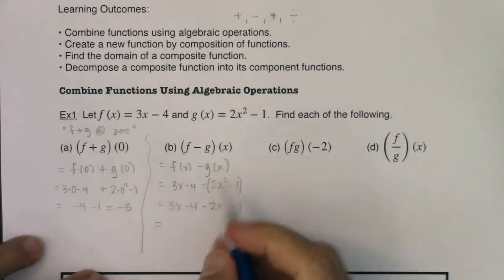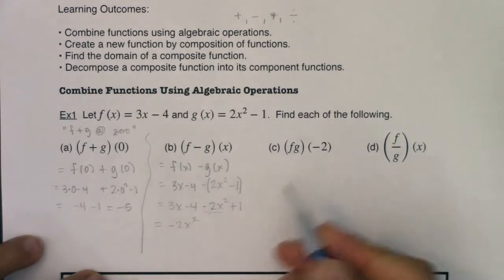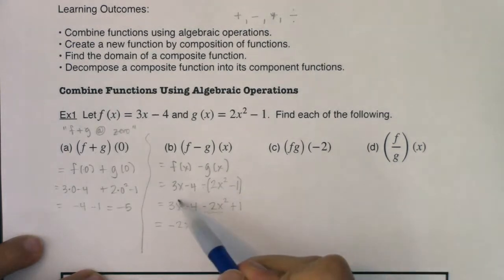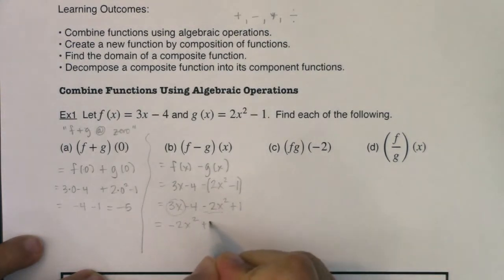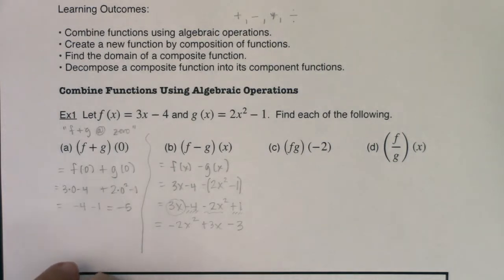And then as I look through this, all right, I see my quadratic term. Nothing that can add to it, no like terms there. I see a linear term. And then I see two constants, and those are like terms, and negative 4 plus 1 is negative 3. So there's my difference function.